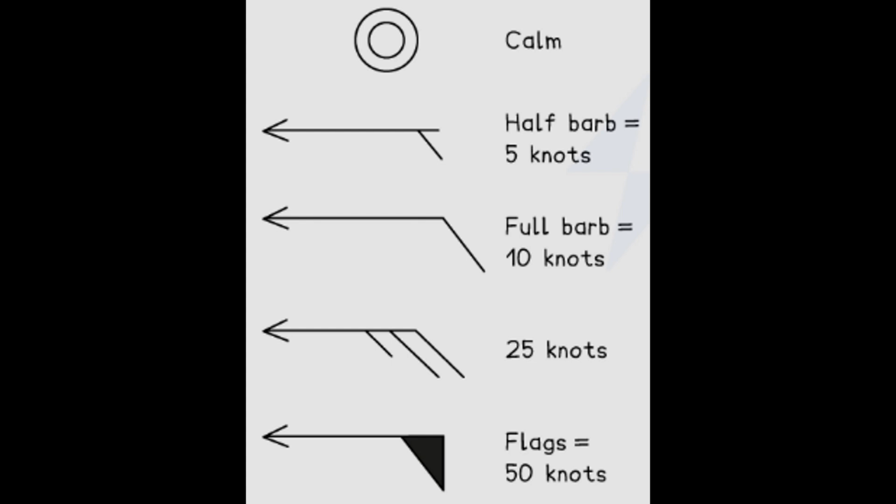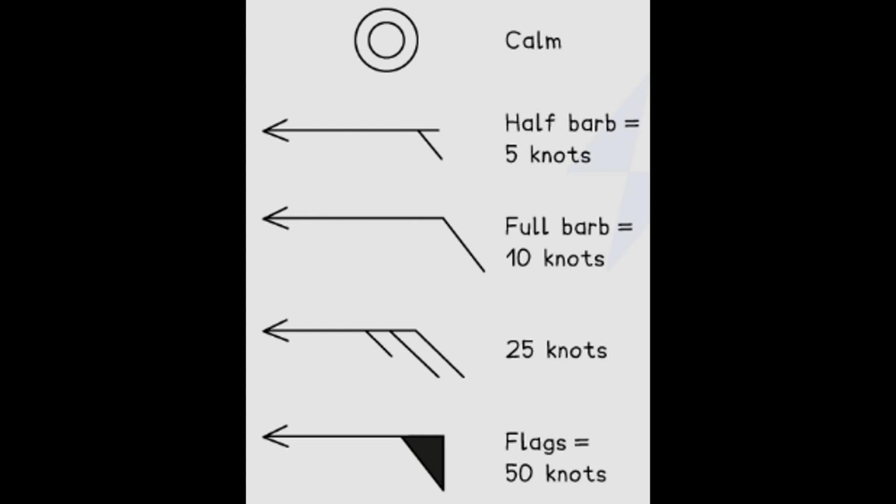Here we can see the different symbols. So a circle would be very calm, where half a barb is 5 knots. A full barb would be 10 knots. A full barb with 2 extra lines would be 25 knots. And a flag barb is 50 knots.